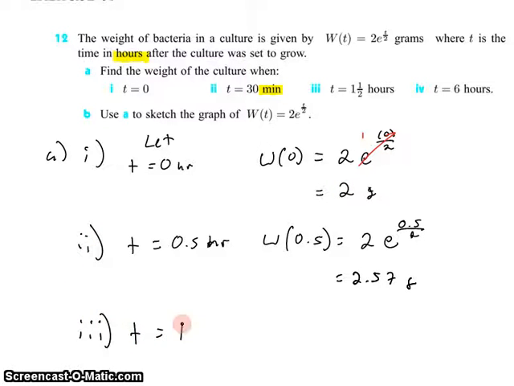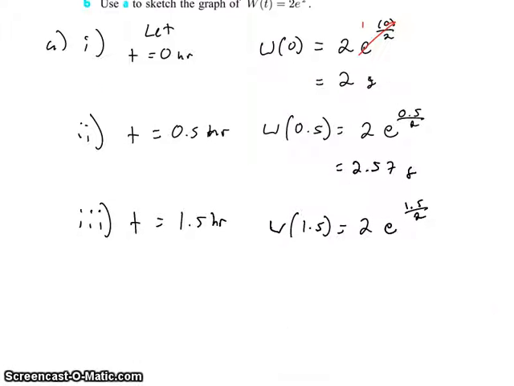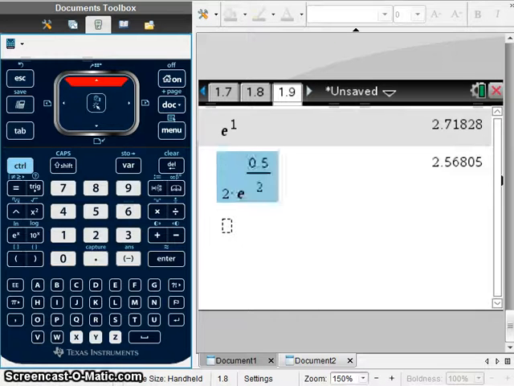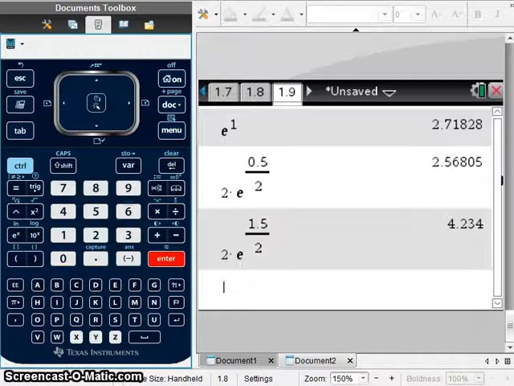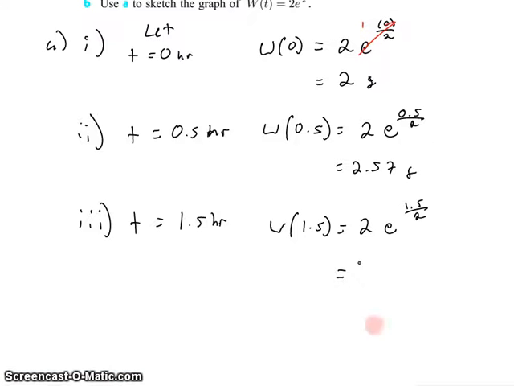Later on, when t is 1.5 hours, the weight at 1.5 hours is 2e to the 1.5 on 2. Again, that's not something you'd be expected to do in your head. We'll do it with a calculator. Scroll up and copy, and change that to a 1.5. We get 4.23 grams.